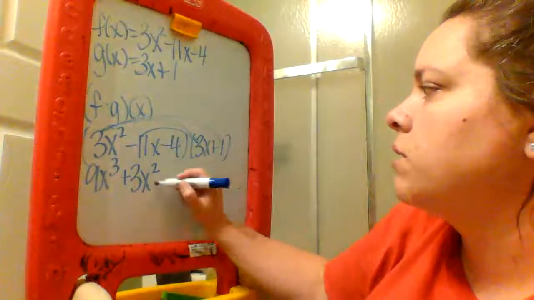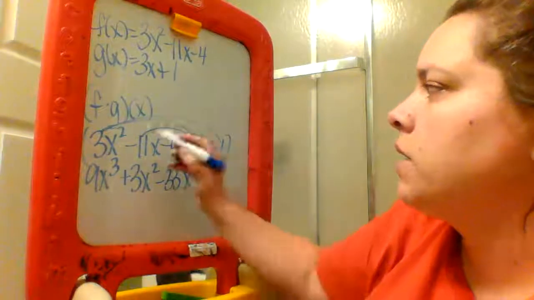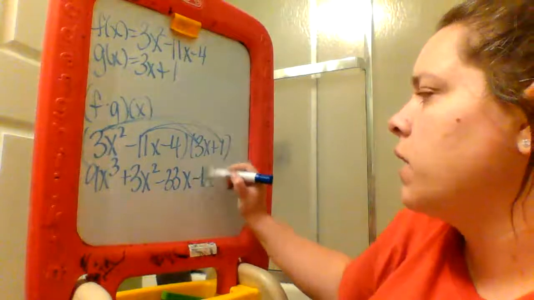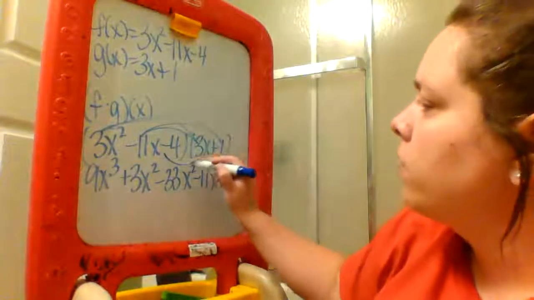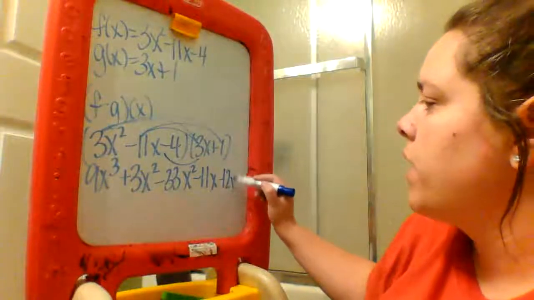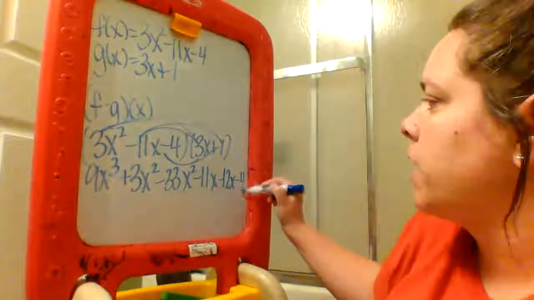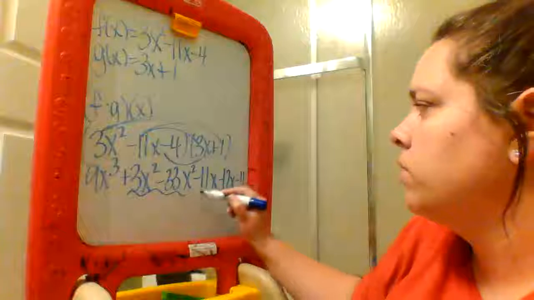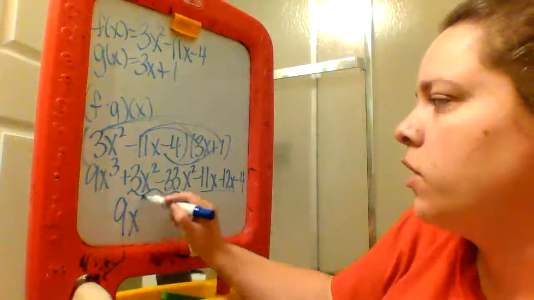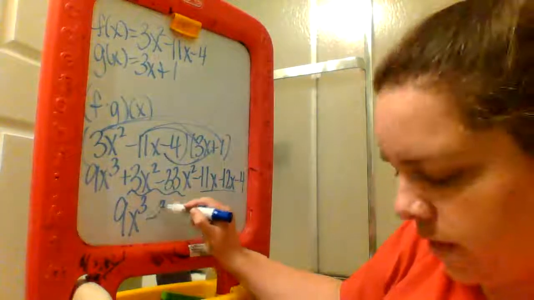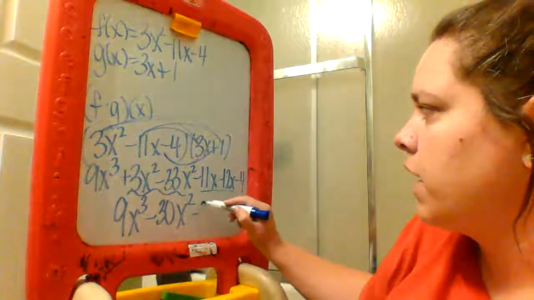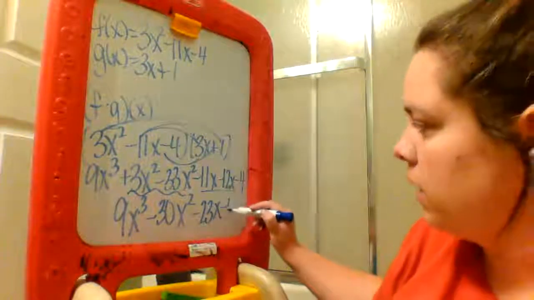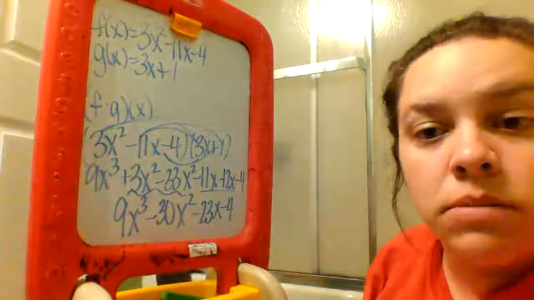Negative 11x times 3x is negative 33x squared. Negative 11x times 1 is negative 11x. Oops, I forgot my squared. Negative 4 times 3x is negative 12x, and negative 4 times 1 is negative 4. Like terms, so that'll be 9x cubed. 3 minus 33, that's negative 30x squared. Negative 11 minus 12, that's negative 23x minus 4. So that was the multiplication.